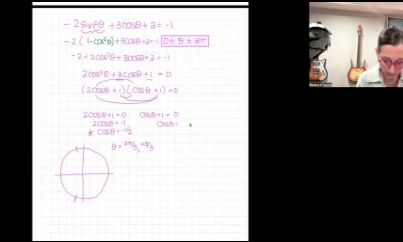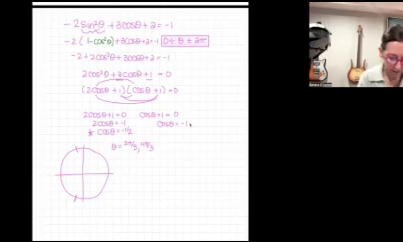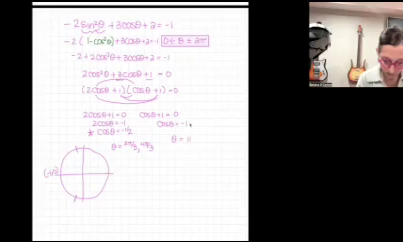Subtract 1 from both sides. And now I want to know where on the unit circle is the cosine -1. Well, that only happens here at pi, because the x value at pi is -1. So here, theta is pi.